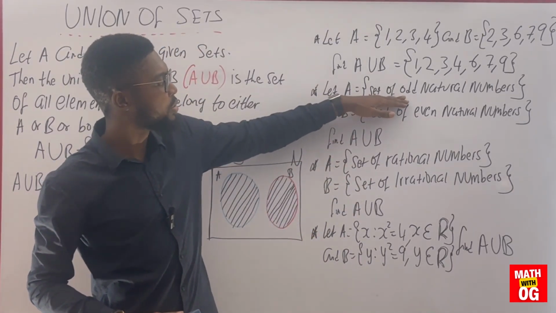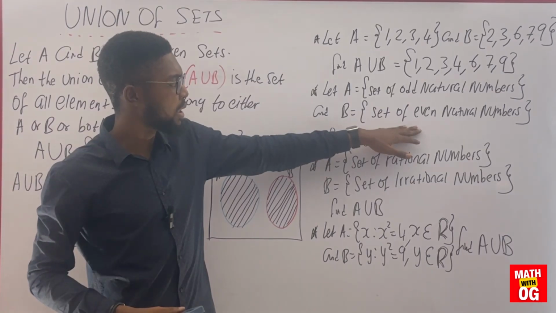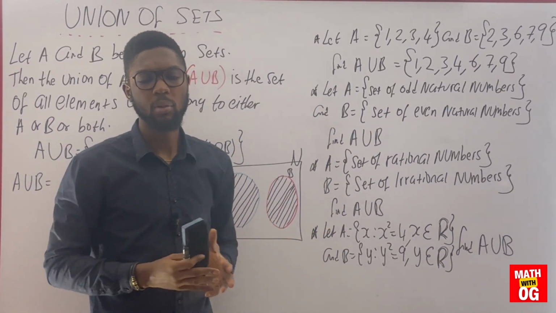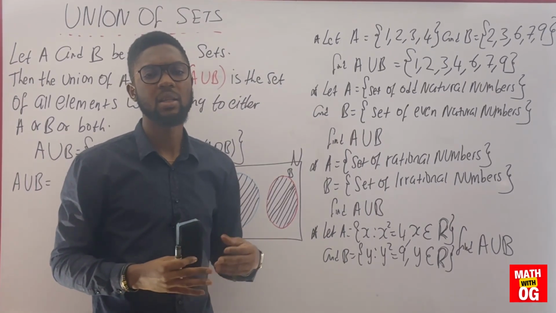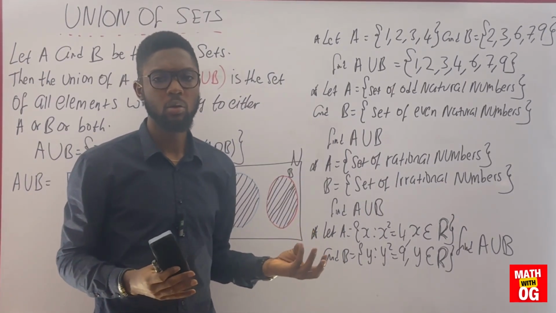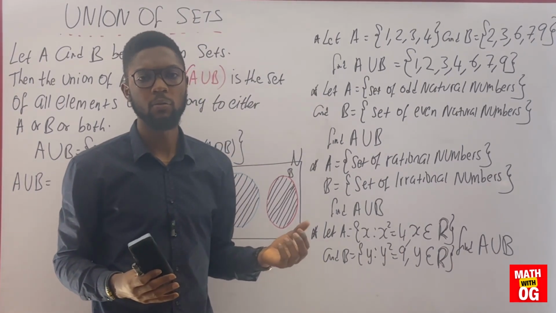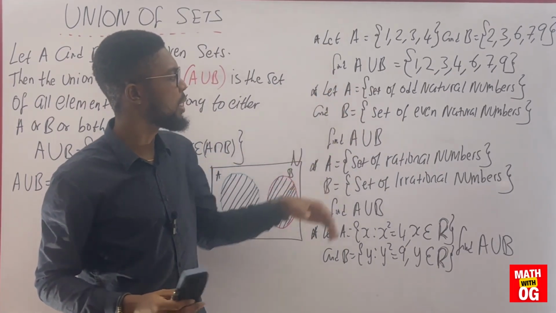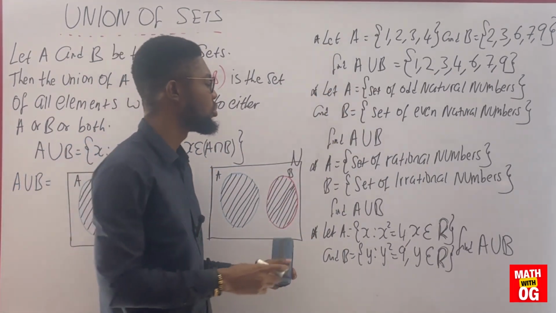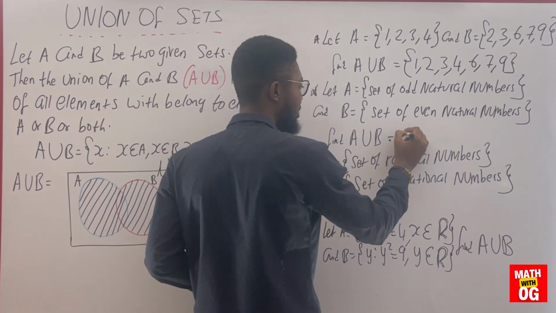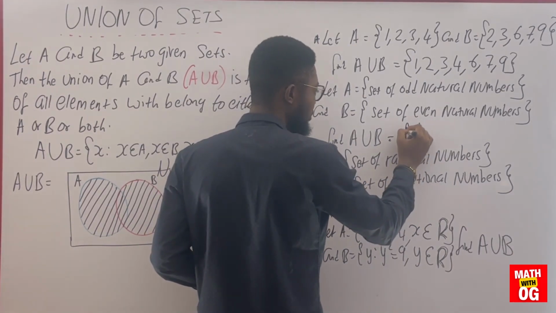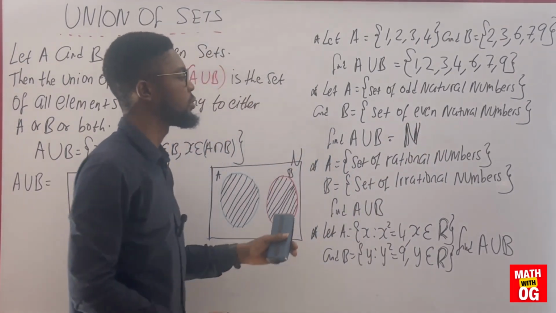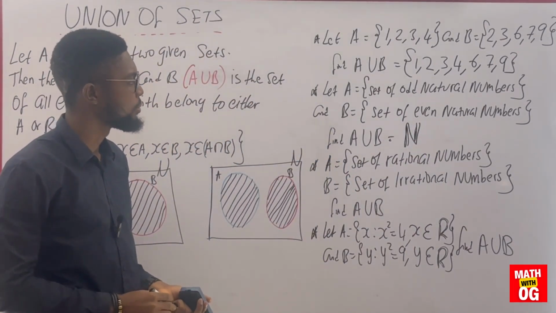So these are odd natural numbers, even natural numbers. If I combine them together, it will give me all the natural numbers, because all natural numbers are either odd or even. Starting with 1 odd, 2 even, 3 odd, 4 even, 5 odd, 6 even. Altogether, if I find the union of odd natural numbers and even natural numbers, it should give me the set of natural numbers. I represent it this way.